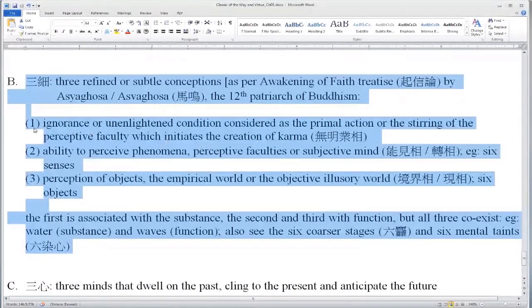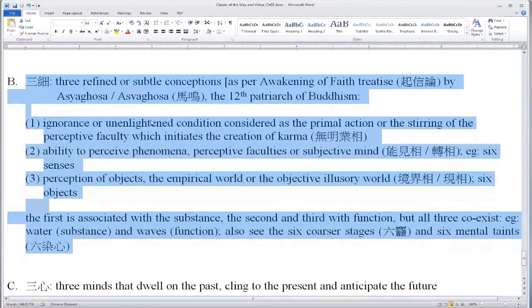The first one is the most important one, because it's this condition, ignorant or enlightened, considered as the primal action or stirring of the perceptive, which initiates the creation of karma. If we ask why we have karma, it's not just that in a previous life you did this and that. It's even before that. The creation of karma is even before your physical existence.